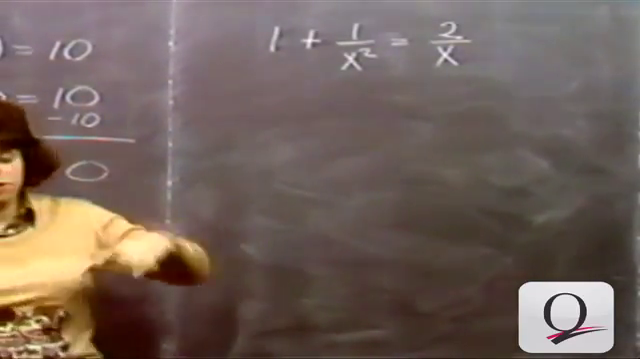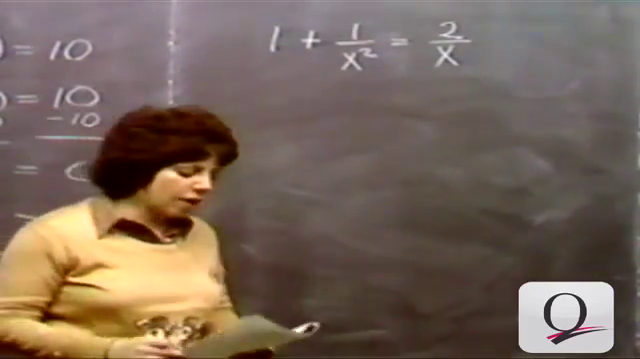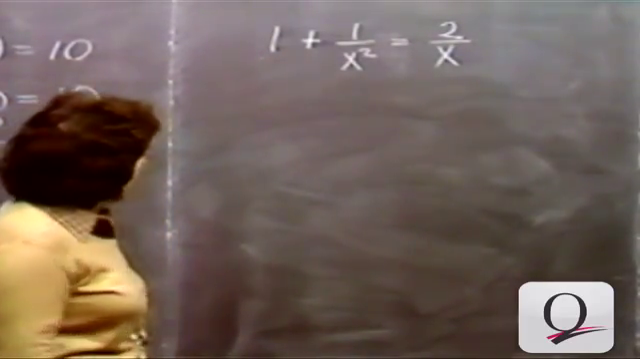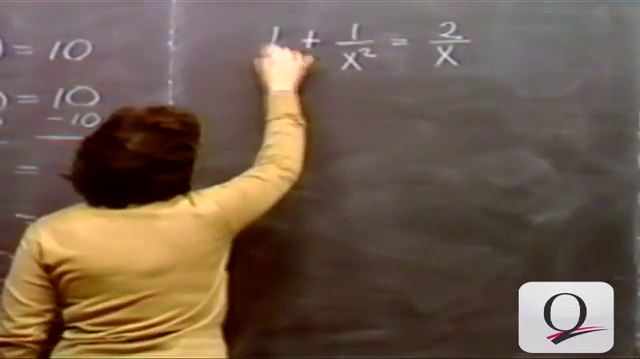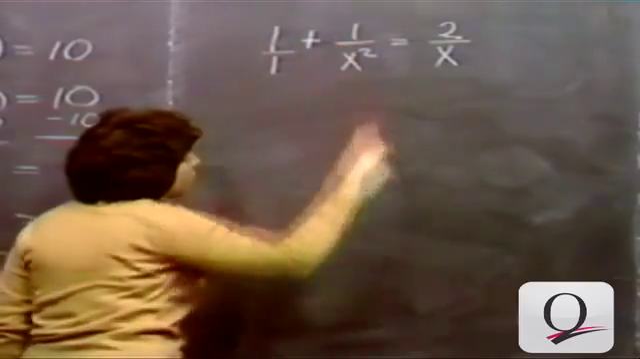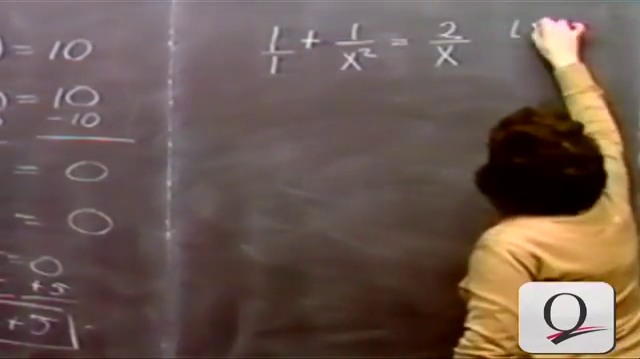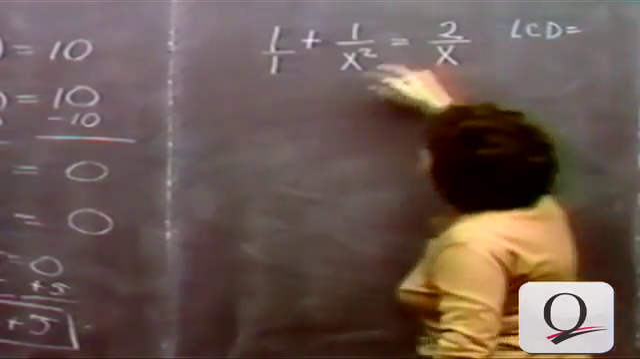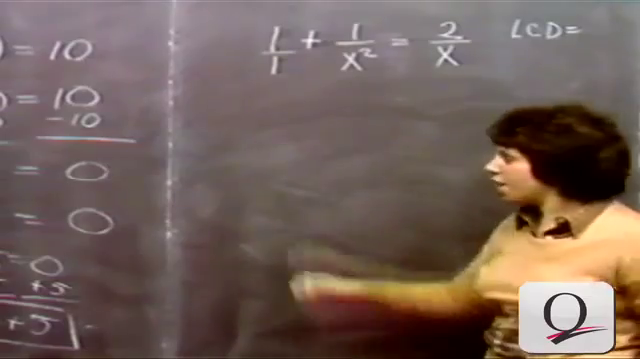And when we do that in this case, this gives rise to a quadratic equation, which we're going to then solve by the factoring method. Now in this particular example, we have here three denominators in a sense. In other words, it's 1 over 1 plus 1 over x squared is 2 over x. The lowest common denominator is found by taking each factor the largest number of times it appears in any one denominator.